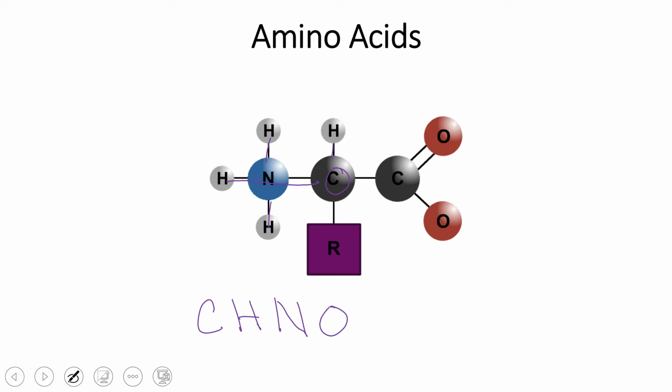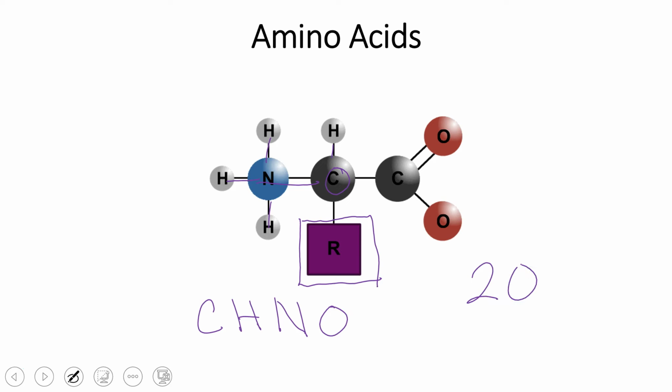Now, what about this box, this R? What's the deal with this? We haven't talked about that before. So this is a generic amino acid. There's actually 20 different types of amino acids. There's 20. You don't need to know them, but I'm just going to tell you why they're different.